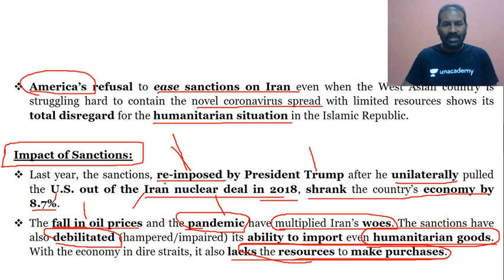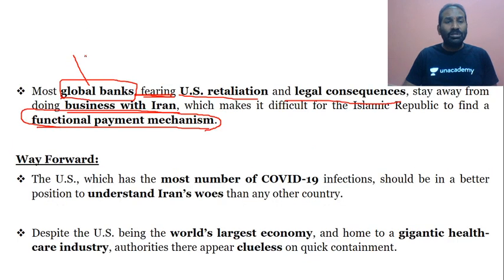But because of the sanctions by the US, not only are the countries not coming forward to go ahead with trade with Iran, but also the global banks are not coming forward. They are fearing that there would be US retaliation and legal consequences on the global banks because of the economic sanctions. So no country is coming forward. So now this is a challenge. This is the situation Iran is facing because of the sanctions.